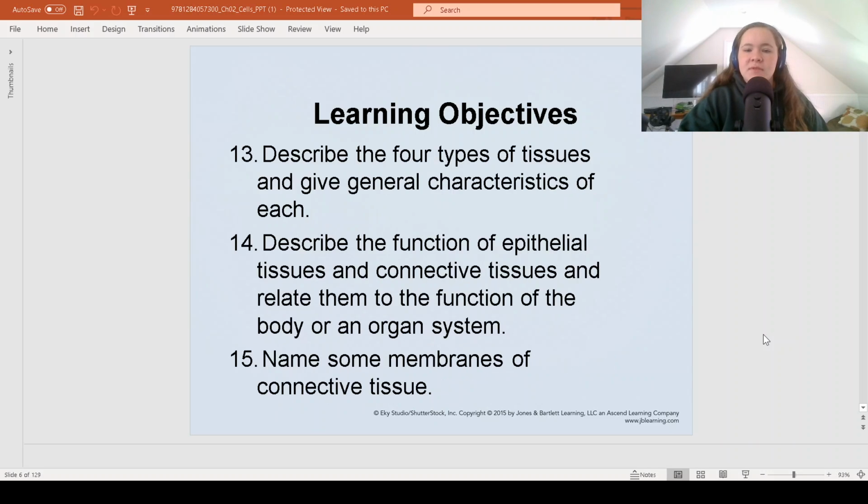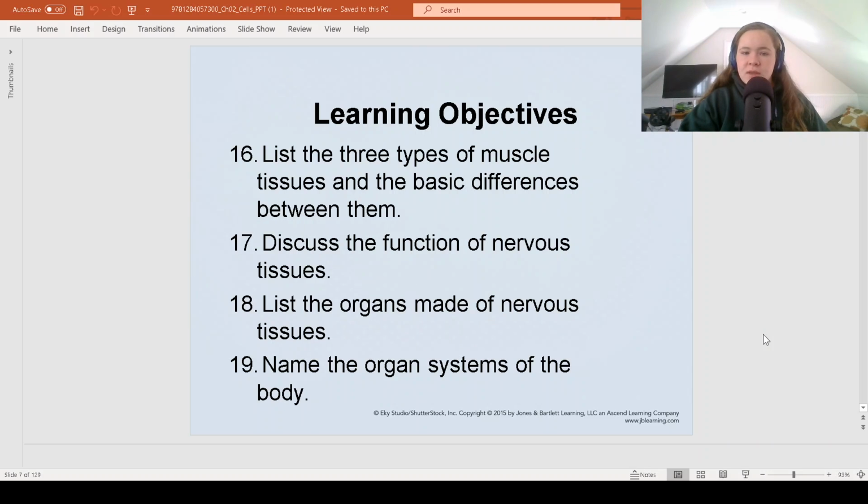Describe the 4 types of tissues and give general characteristics of each. Describe the function of epithelial tissues and connective tissues and relate them to the function of the body or an organ system. Name some membranes of connective tissue. List the 3 types of muscle tissues and the basic differences between them. Discuss the function of nervous tissues and list the organs made of nervous tissues.